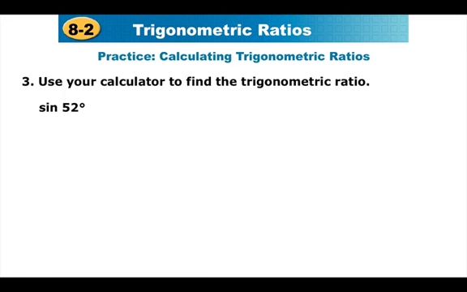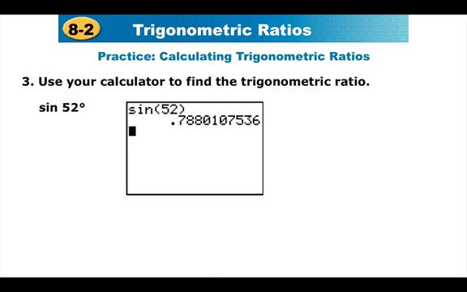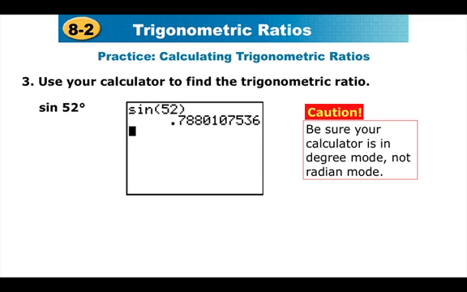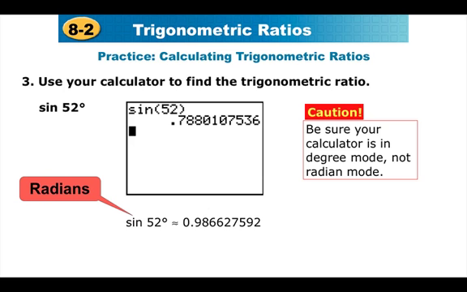It says use your calculator to find the trigonometric ratio. So you want to punch in sine into the calculator and then 5.2. Once you do that, you should be able to see 0.78 and then all the numbers to the right of the 8. What happens if you don't get this number? This is why. Because your calculator is not in degree mode. It's probably in radian mode. If this is what your calculator is showing, 0.986 and so forth, that means that you're in radians, and you need to change it to degrees. If you do not know how to do that, talk to me and I'll show you how to do that on your calculator. Let's move on to number 4.